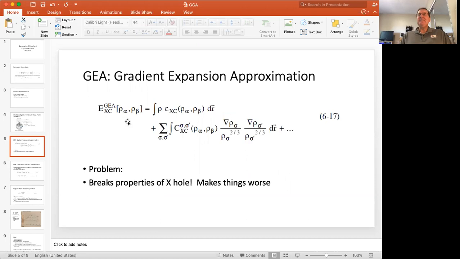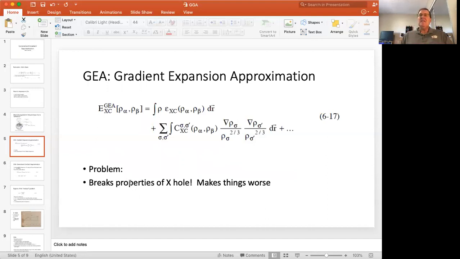So here's what they did. It's called the gradient expansion approximation. And look, this is a Taylor series. It's the complicated Taylor series. Let's not be clever. It says that EXC depends like the local density approximation, but then builds in terms that have to do with the density changing with position. And that was a clever idea. And you can imagine that expansion going out now.